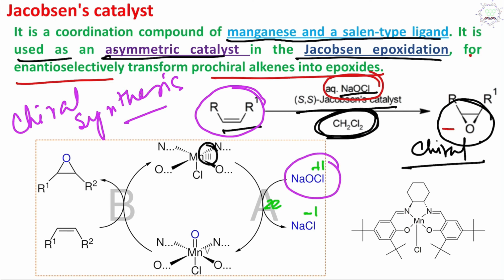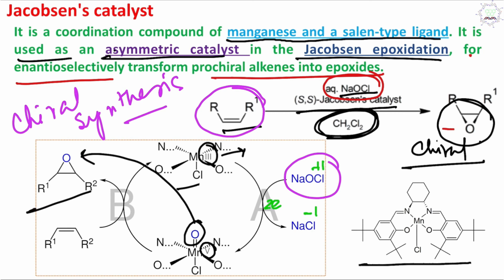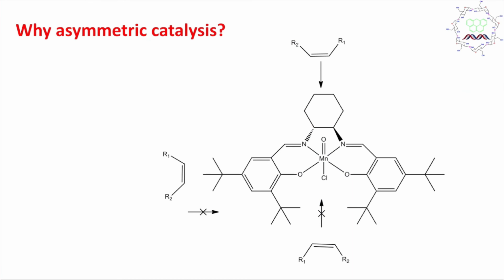And what it does, it oxidizes the catalyst from +3 to +5. And we know this manganese oxo species is very reactive. That's why it selectively reacts with this alkene and ultimately transfers this oxygen to this alkene, and that's how the selective epoxidation happens. So this is the catalyst. Now why asymmetric, means why does this reaction result in a chiral epoxide? That question is answered here.